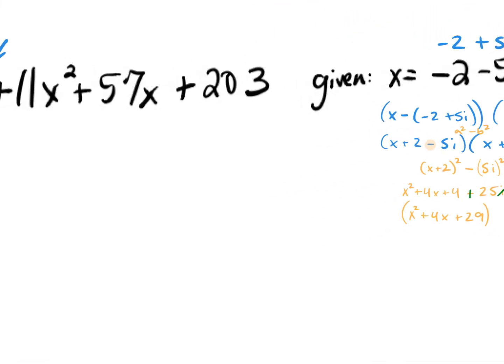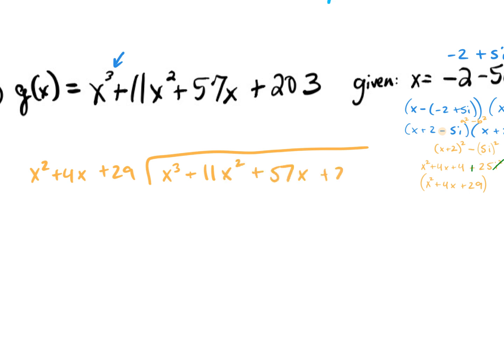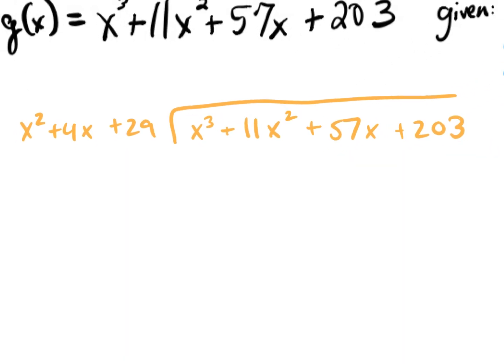How do I find the remaining factor? Long division. Awesome. So we're going to divide it by x squared plus 4x plus 29. Just like when we were doing long division before, if you're missing a term, make sure you put 0 in that spot as a placeholder. But here we're not missing anything, so we're good to go. So we divide x cubed by x squared would be x. Multiply by everything out front, so we get x cubed plus 4x squared plus 29x. Change the signs and combine.